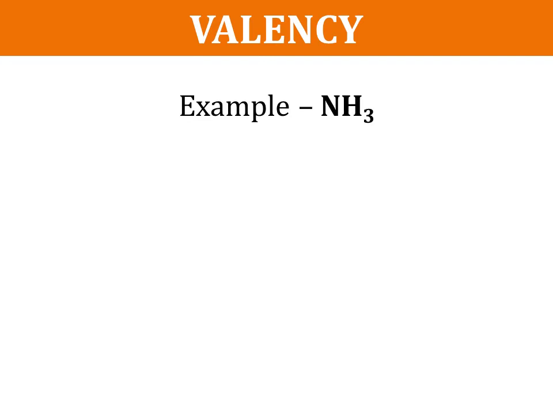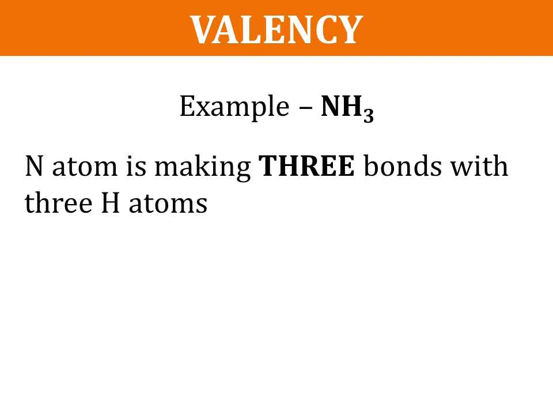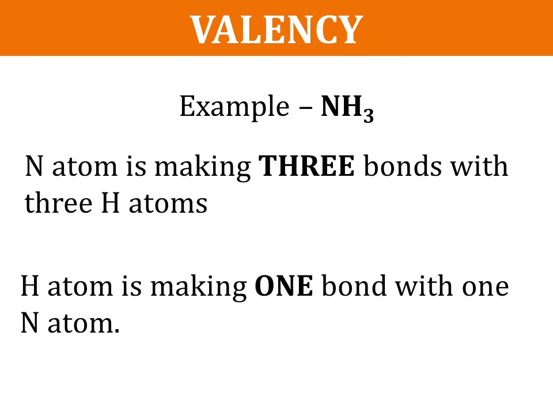Moving on to another example, that is ammonia. The nitrogen atom is making 3 bonds with 3 hydrogen atoms. So the valency of nitrogen becomes 3. Now similarly, the hydrogen atom is making 1 bond with 1 nitrogen atom. Understand this: from the perspective of nitrogen, nitrogen is visualizing that it's making 3 bonds with 3 hydrogen atoms.